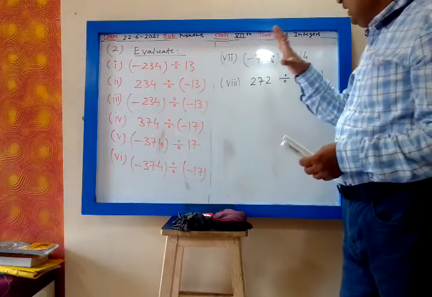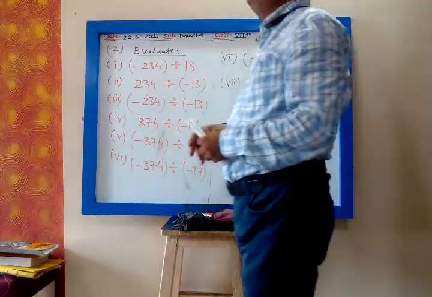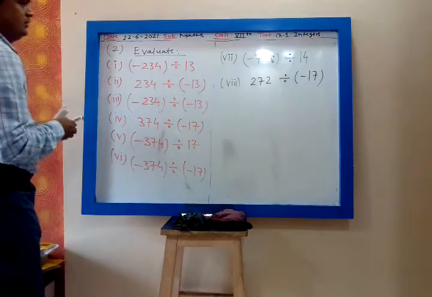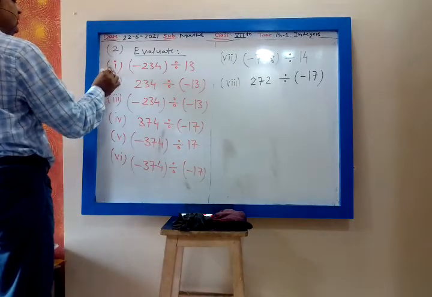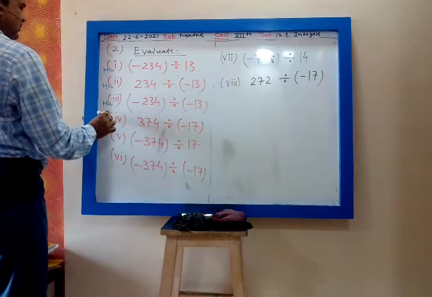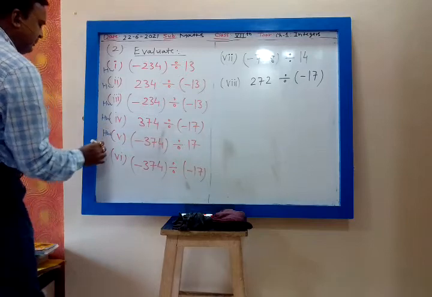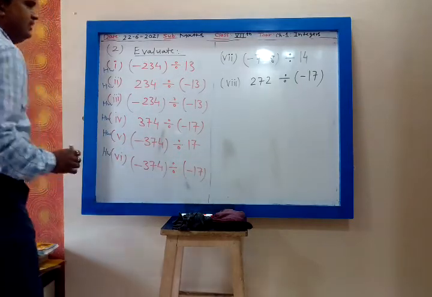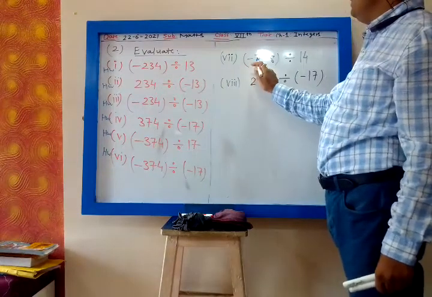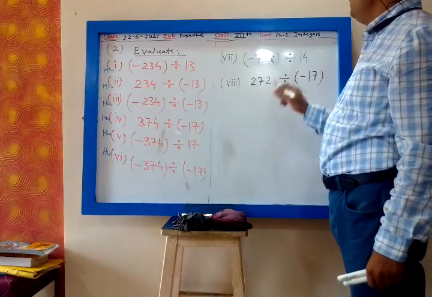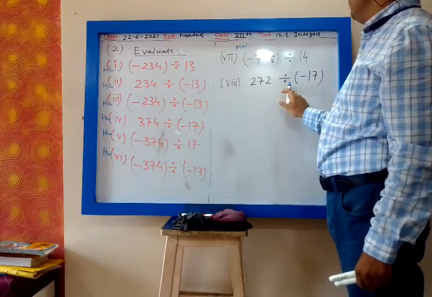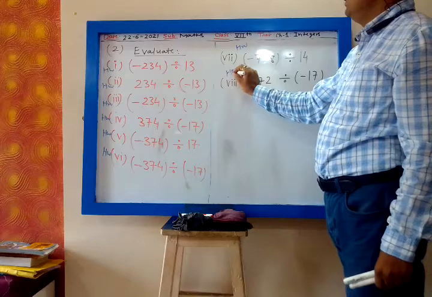So now can I give all as homework? All are the same as the first one. Yes, write down all as homework. We have already seen them. If there is something new, then I will explain. 7th is minus 728 divided by 14, and 8th is 272 divided by minus 17. That's all.